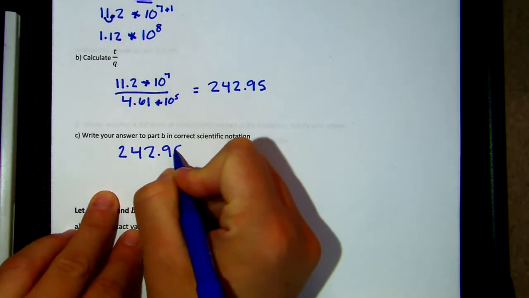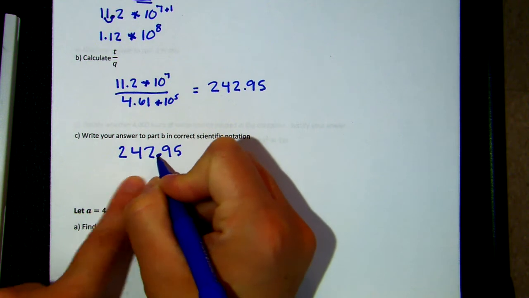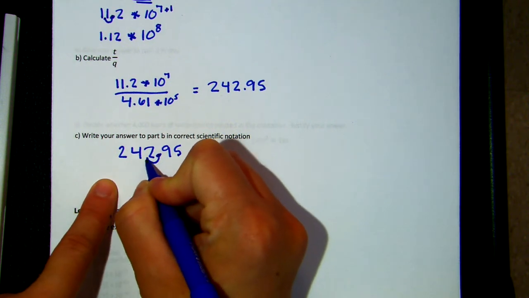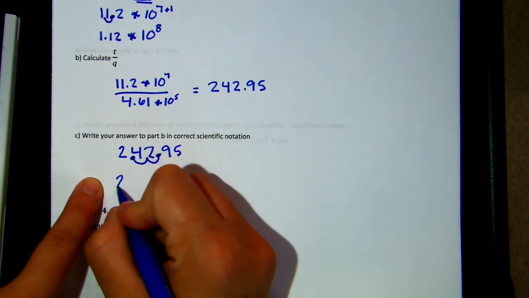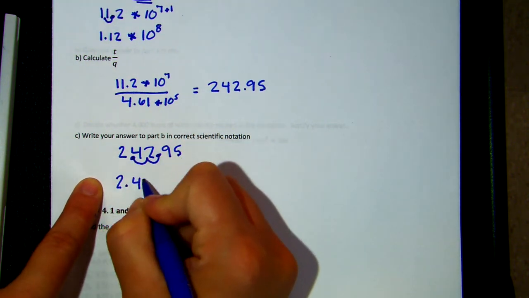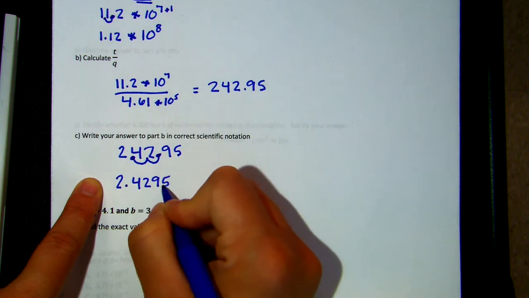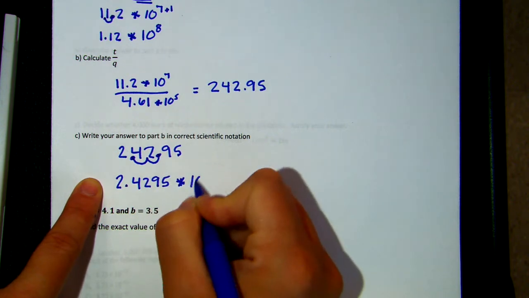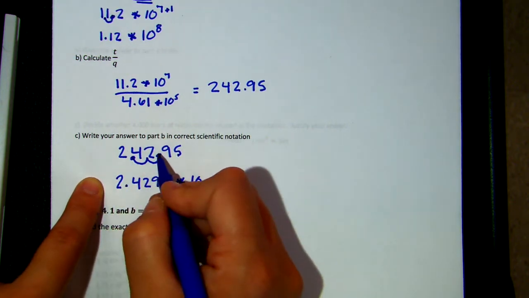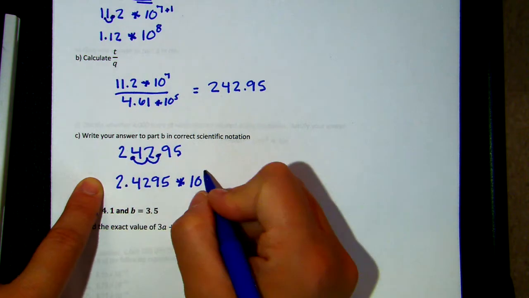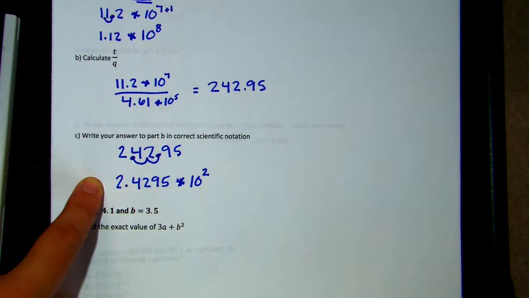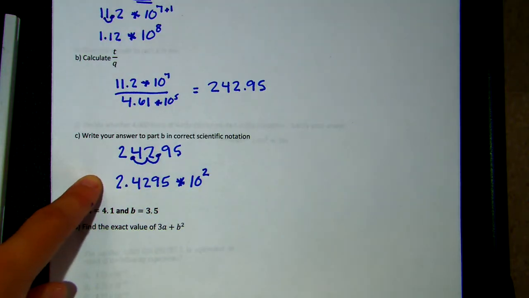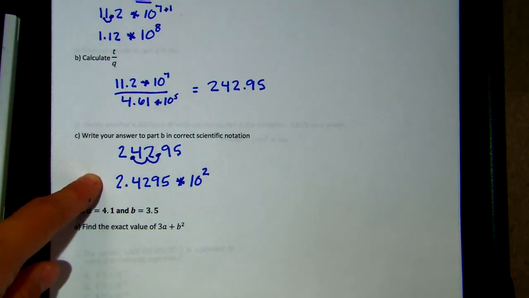Okay. This last one asks you to write your answer to part B in correct scientific notation. So I'm going to rewrite my answer. My decimal point is right here, so I'm going to move it 1, 2 spaces to the left. So I've got 2.4295 times 10. This is a really, really big number, so my exponent is positive. It's 2 because I moved 1, 2 spaces. And that would be my correct scientific notation.